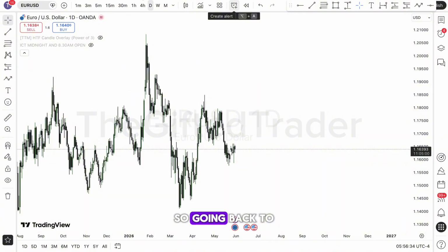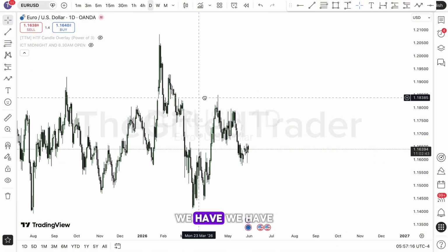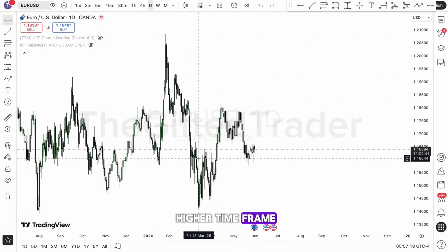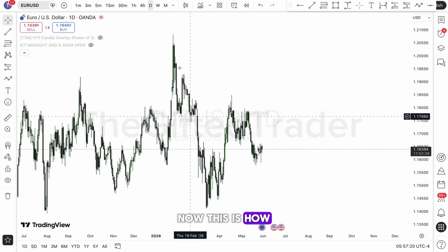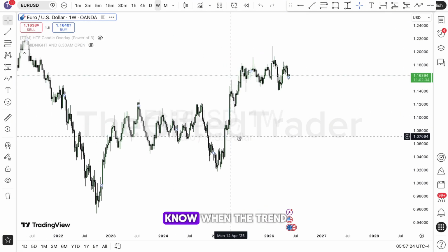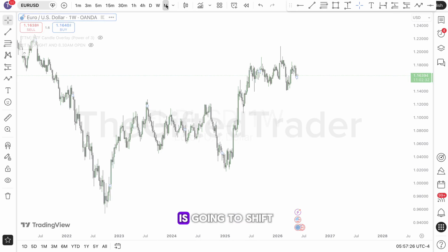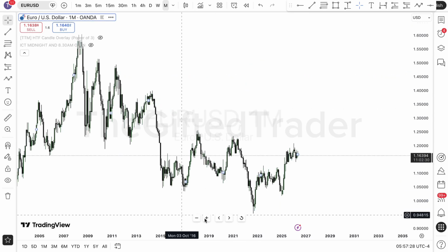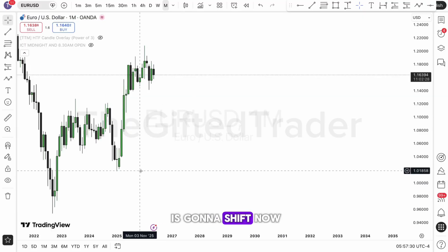Going back to our chart, we have to go to the higher time frame. This is the weekly. This is how you know when the market is going to shift.